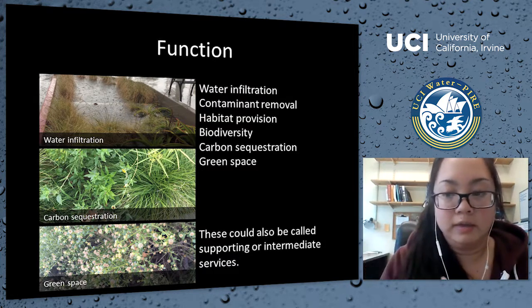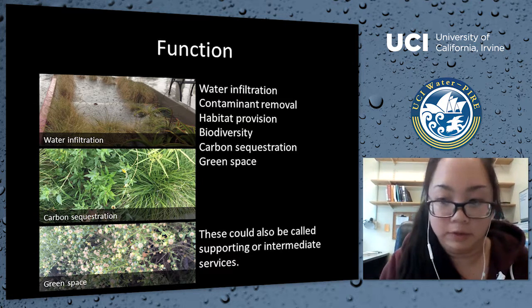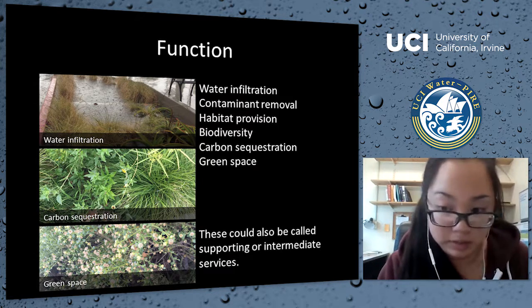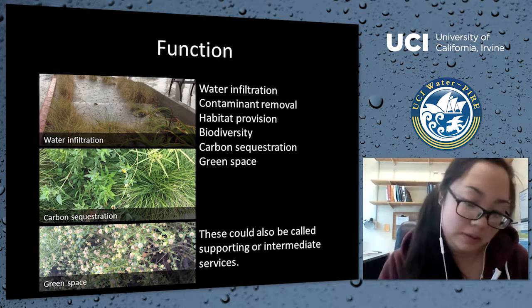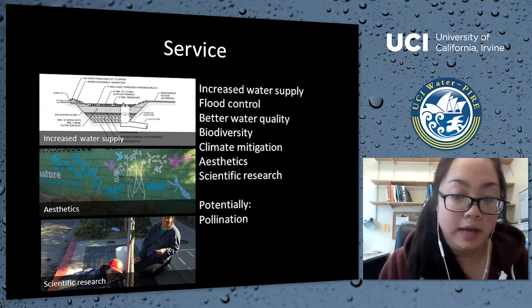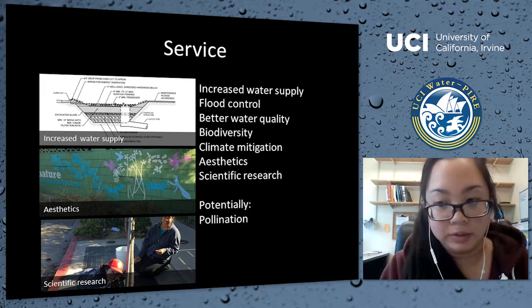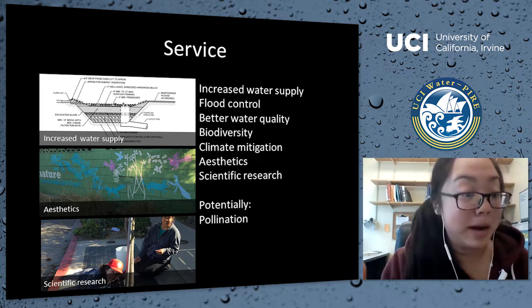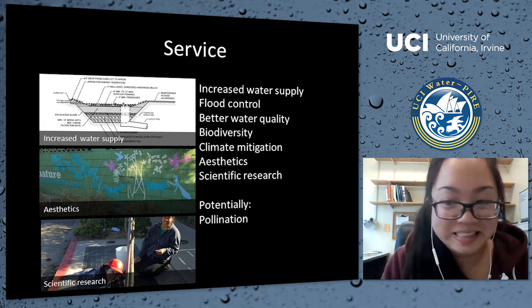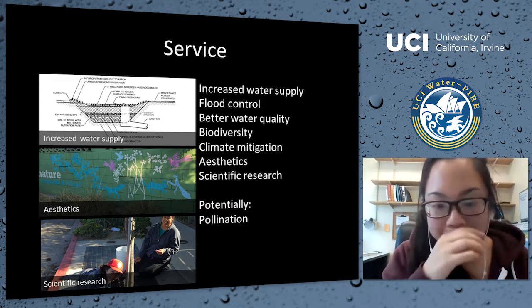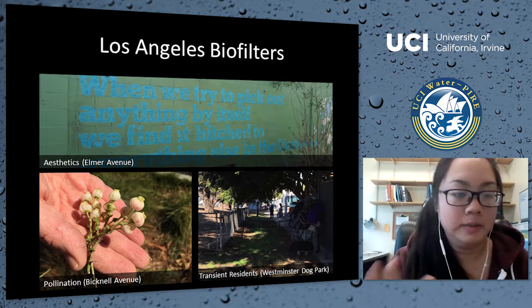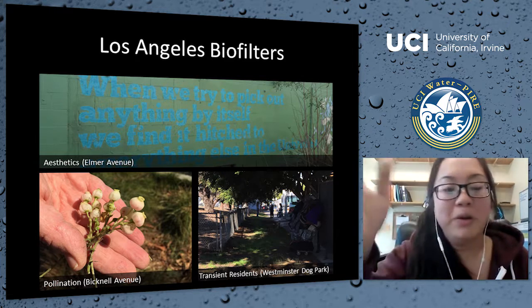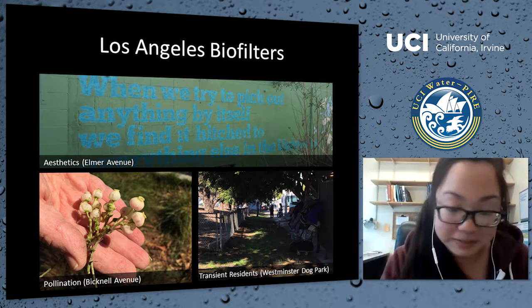The rates of water infiltration, contaminant removal, habitat provision, carbon sequestration, green space. These all provide benefits to us. So slide 12. That includes increased water supply, flood control, better water quality, climate mitigation, aesthetics, perhaps most importantly to all of us here, scientific research, among other things.